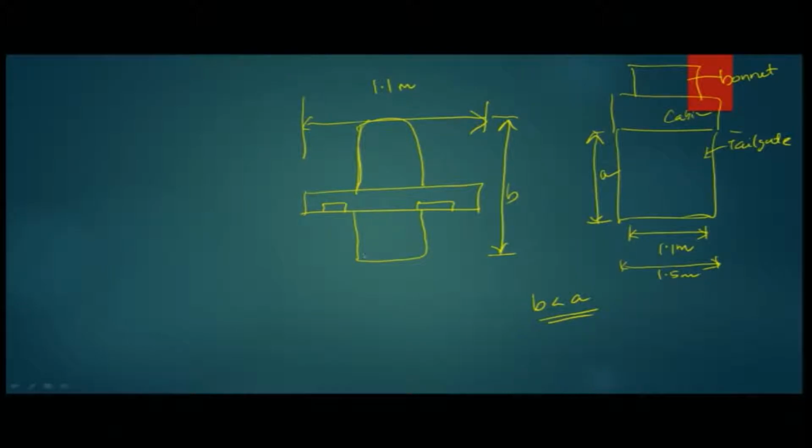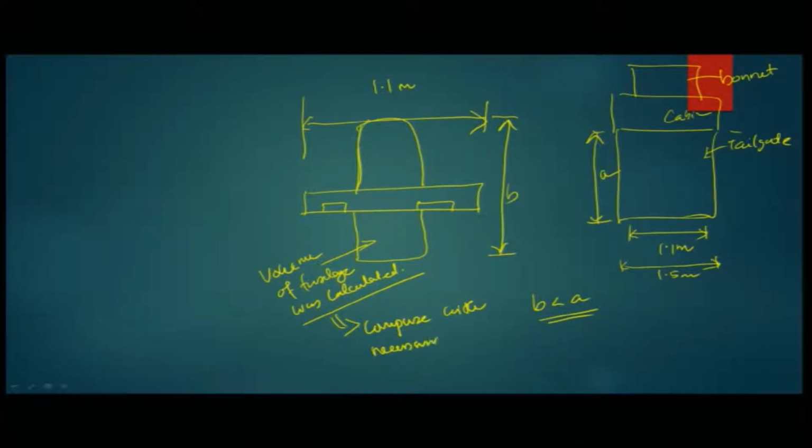Then all we need to do is find out the volume. So, the volume of the fuselage was calculated, then compared with the necessary volume. So, what are the necessary volumes? You should have at least a 4-liter fuel tank.